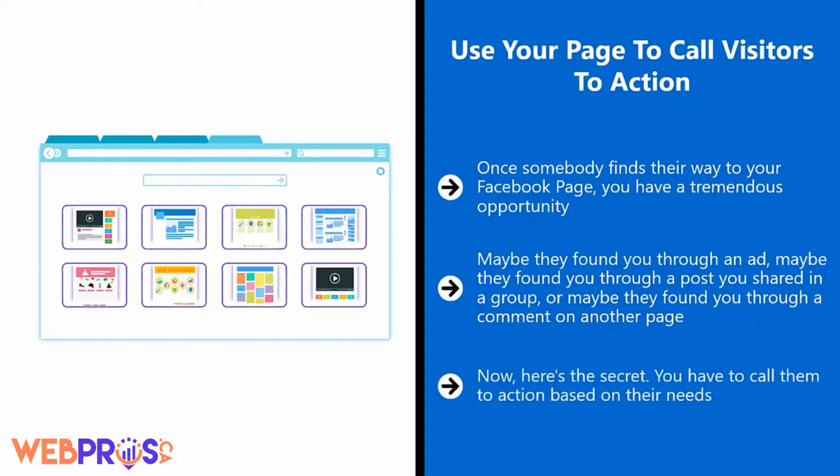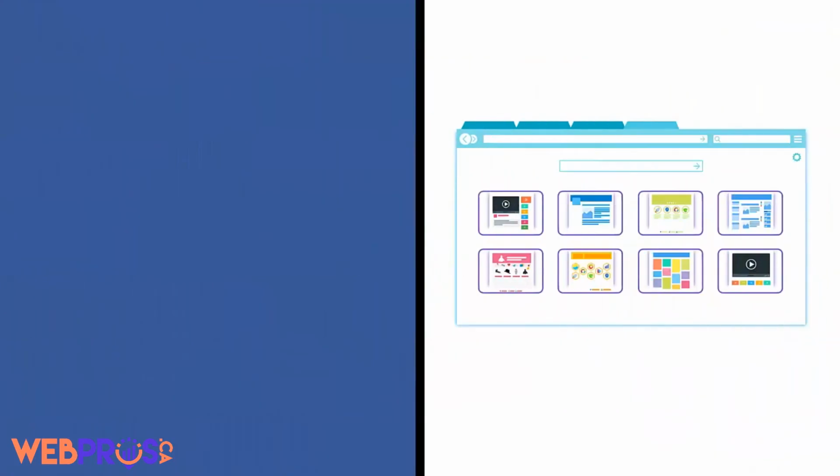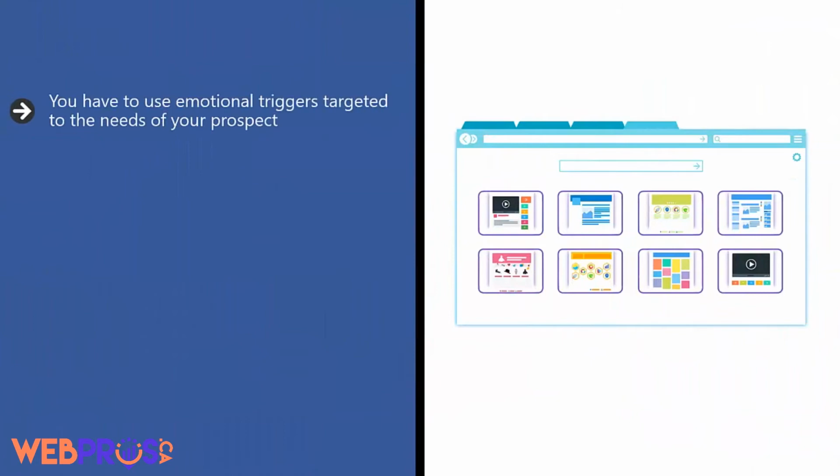Now, here's the secret. You have to call them to action based on their needs. You can't just say, click on this button to get a hold of me. Well, any random bum can get a hold of you, and that might not be the right customer for you. You have to use emotional triggers targeted to the needs of your prospect.